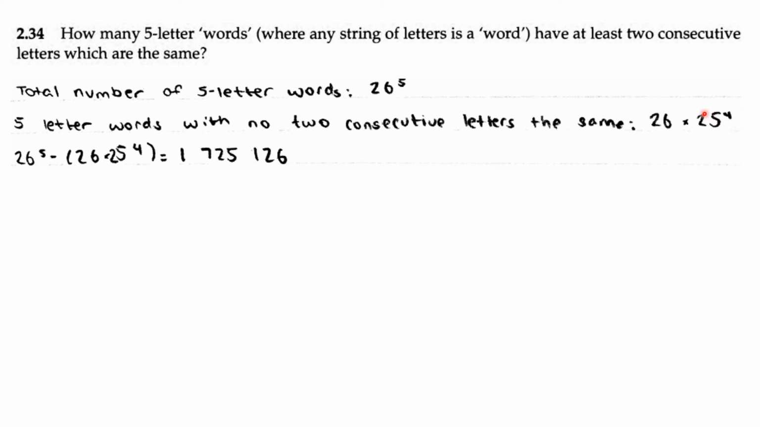Because if you have 26 choices for the first one, and then you have 25 choices for the next few, because you can't have the same letter as the previous one, so it's 25. So 26 to the power of 5 minus 26 times 25 to the power of 4 is the number of 5-letter words with 2 consecutive letters the same, which is 1,725,126.